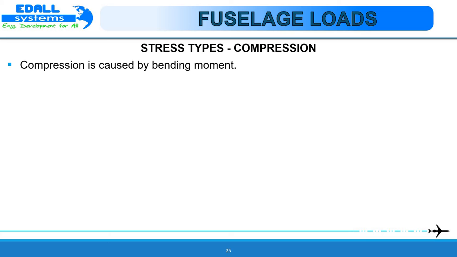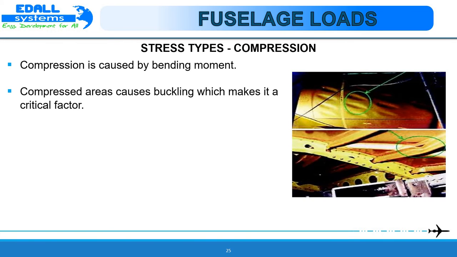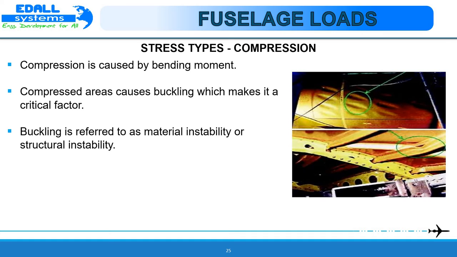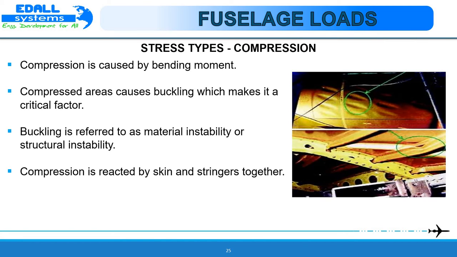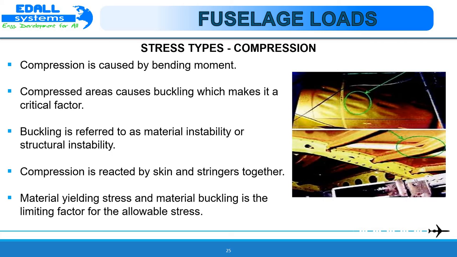Stress type compression. Compression is caused by bending moment. Compressed areas cause buckling, which makes it a critical factor. Buckling is referred to as a material instability or structural instability. Compression is reacted by skin and stringers together. Material yielding stress and material buckling are the limiting factors for the allowable stress. Here you can see in the image the green marks are the result of compression or buckling on an aircraft.